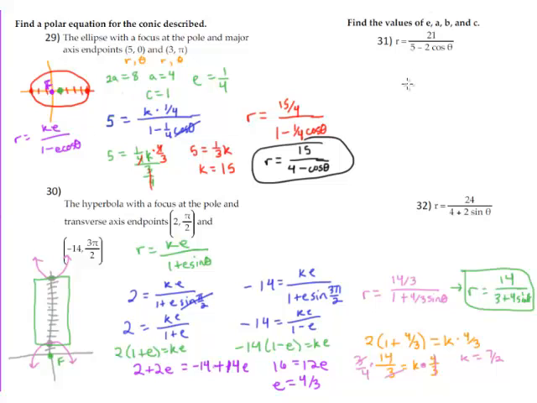So 31, find the values of E, A, B, and C. So we need to start off by getting this in standard form by dividing everything by what is going to make this be a 1 instead of a 5. So divide everything by 5. That tells us what E is. E is 2/5.